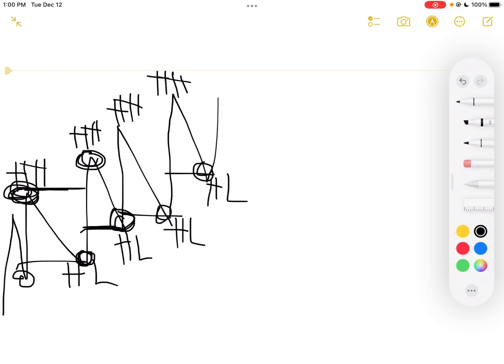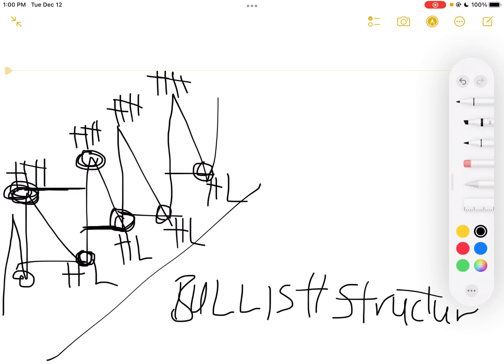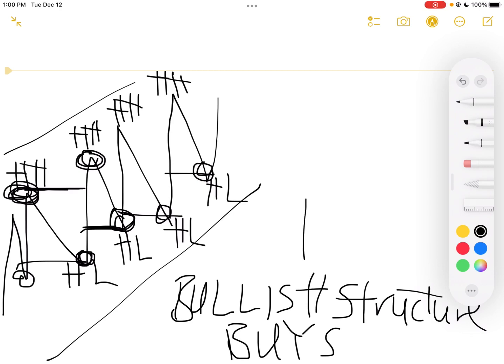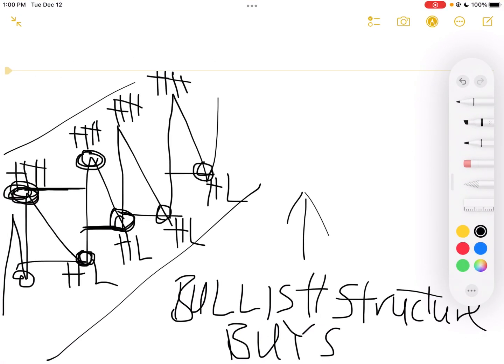So this is the bullish structure. When we are buying, this is for the buys, for an uptrend. When we are buying, that's when we are seeing higher highs and higher lows, higher highs and higher lows.